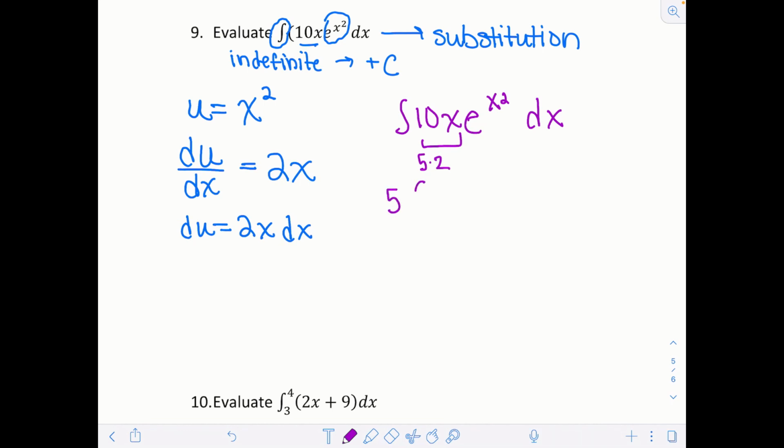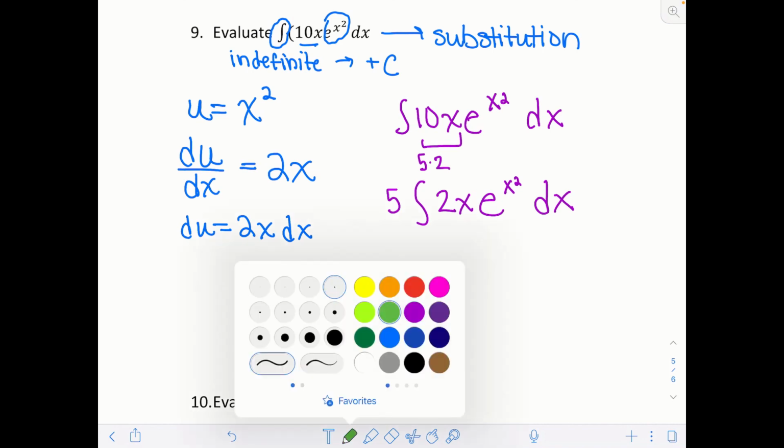So I'm going to rewrite this integral as 5, because if it's just a constant, you can bring it to the front. It's not really part of the integral. But the 2x I'm going to leave in there. E to the x squared dx. And now we can start our substitutions.